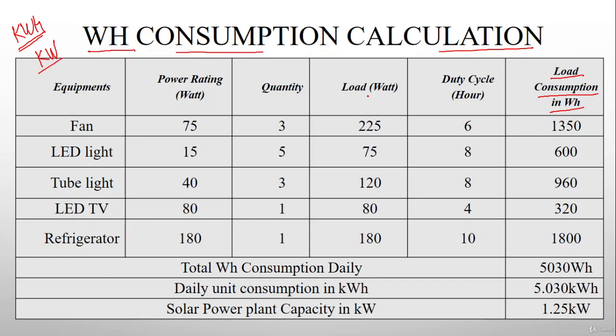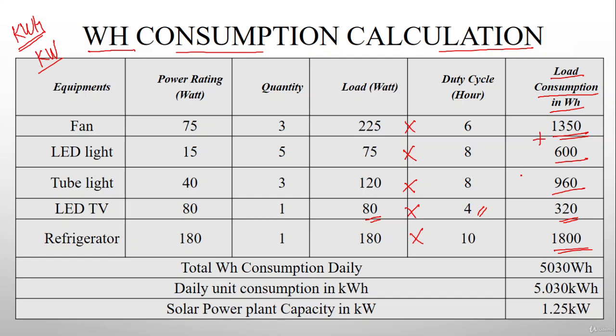Simply, the load of the fan multiplied by the duty cycle of the fan gives the answer of 1350. Similarly, 75 multiplied by 8 gives 600. And 120 multiplied by 8 gives 960. Simply, we multiply the watt value by the number of hours of the working cycle to get the watt hour consumption for each and every piece of equipment. It has been noted down here.